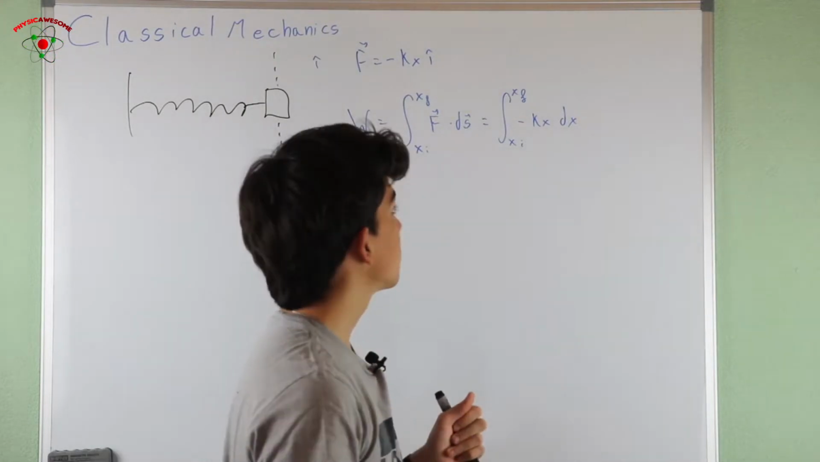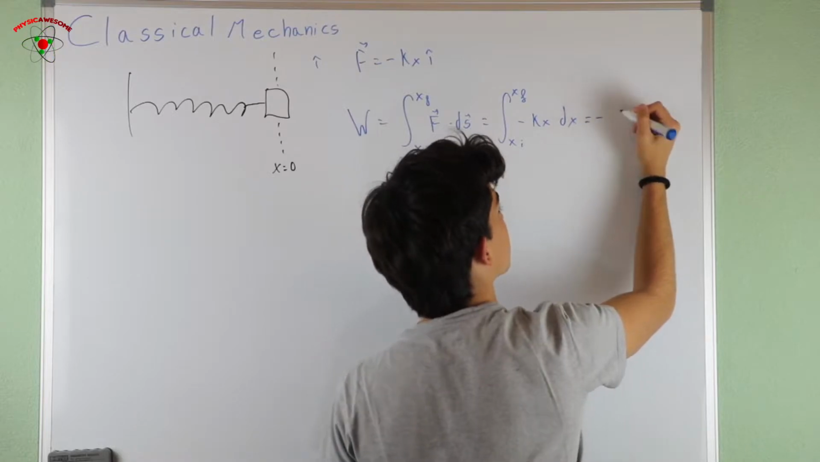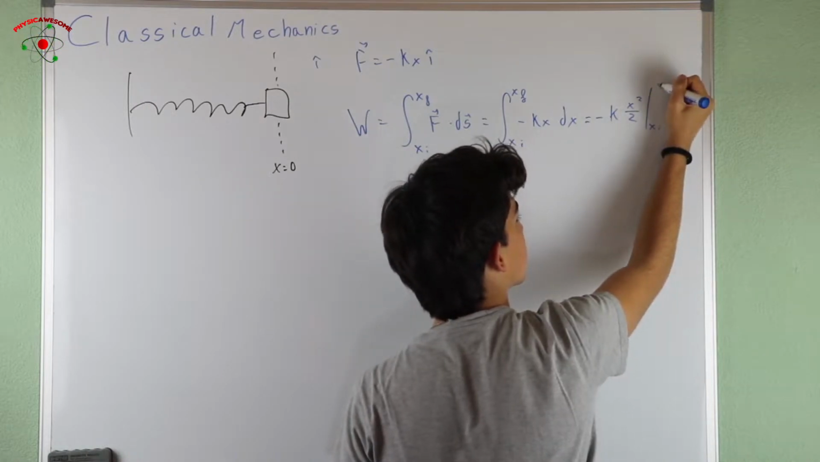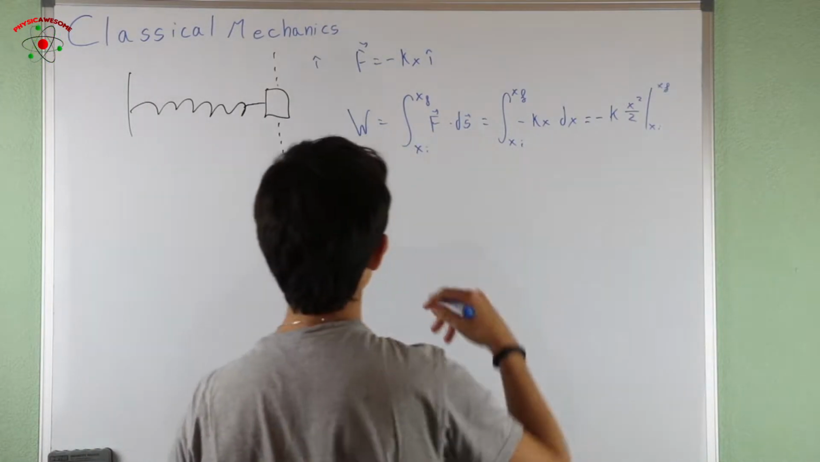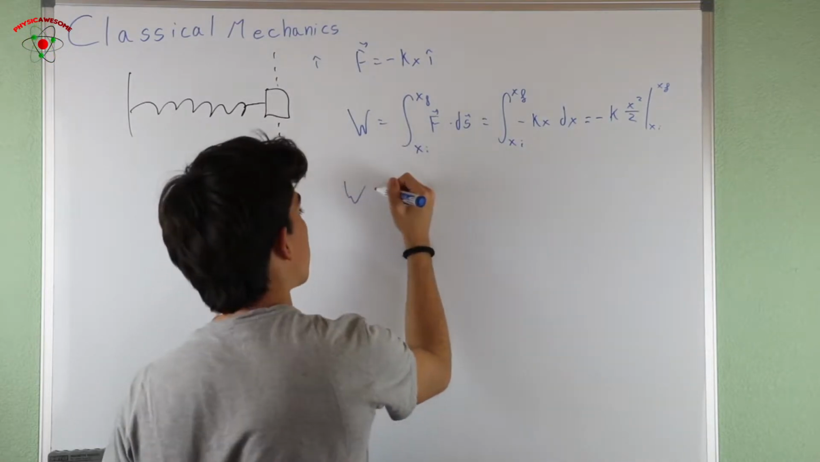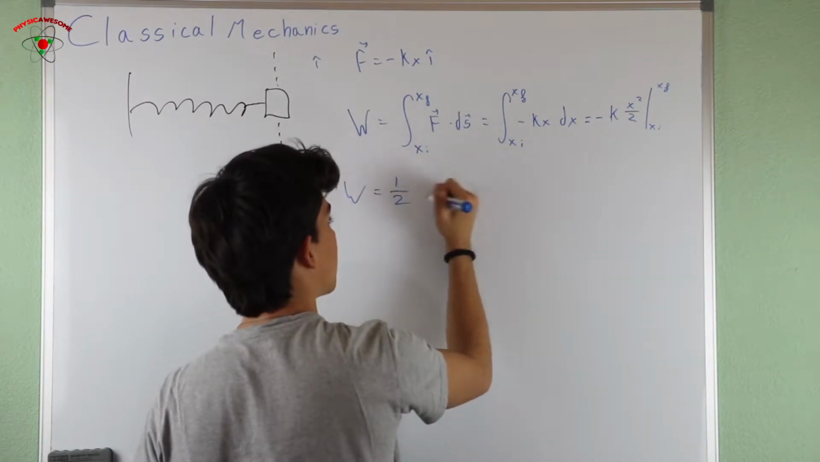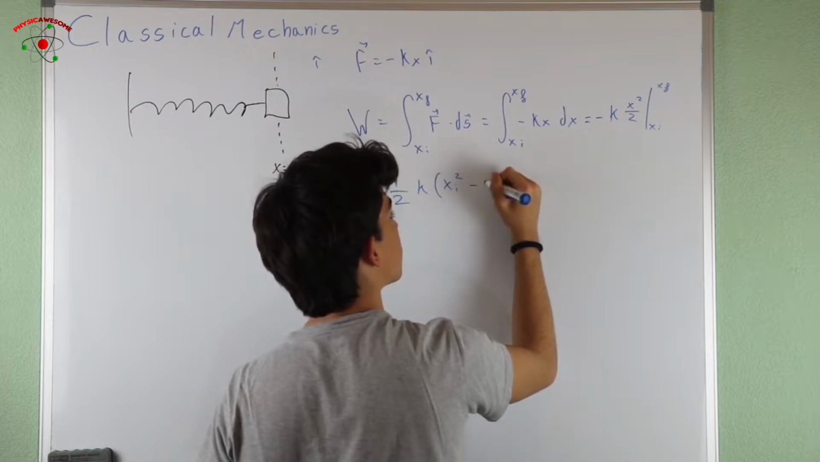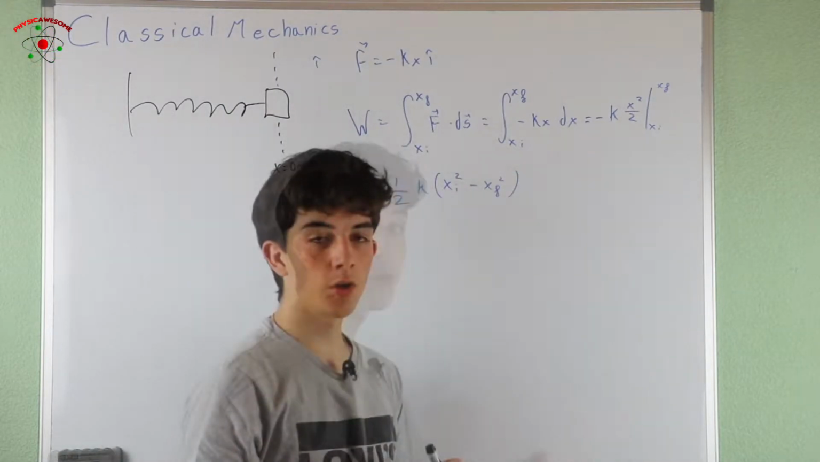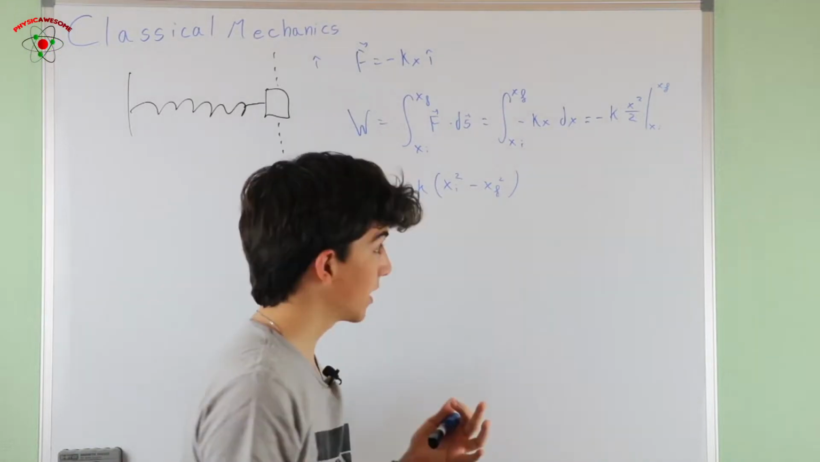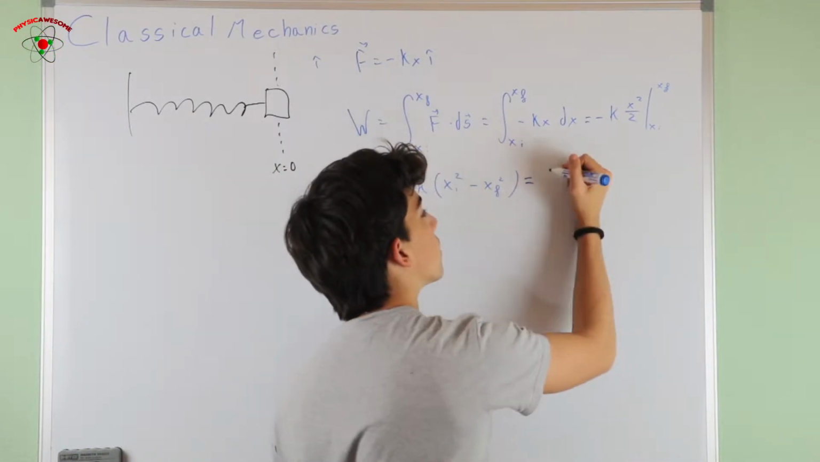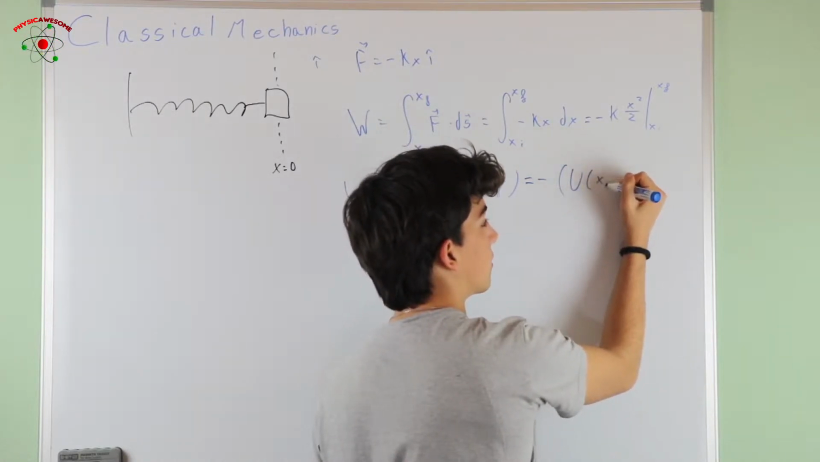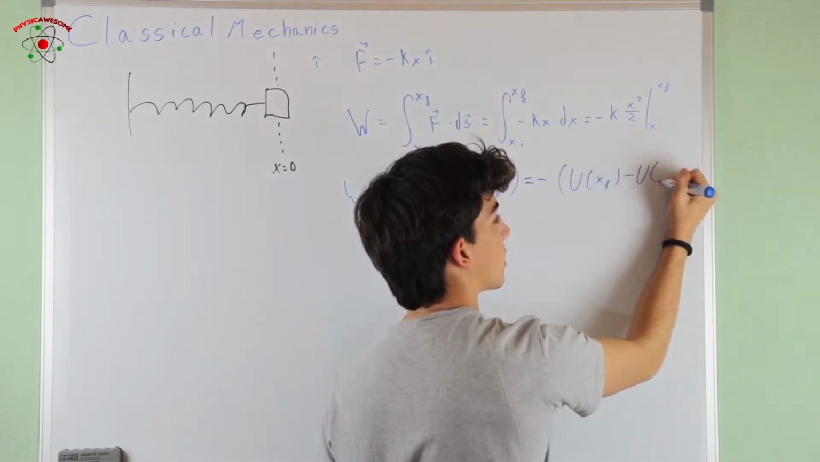We can carry out a simple integration and we find this is minus kx squared over 2 from xi to xf. So substituting those in, we find that work equals 1/2 k (xi squared minus xf squared), which by definition we know from our last video is equal to minus the change in potential energy, which is the potential energy at the final position minus the potential energy at the initial position.